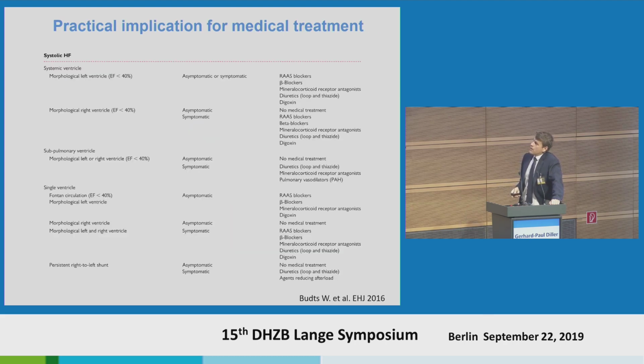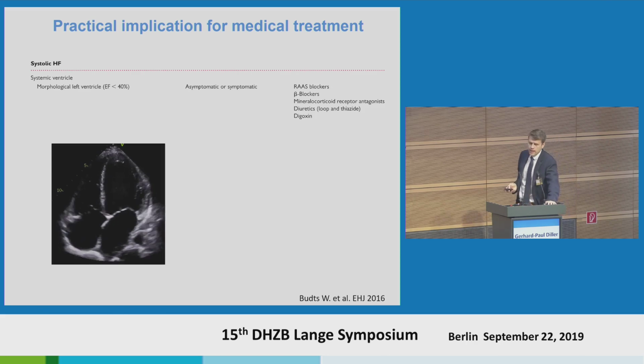So, it's of course of little help for everybody in the room just to say we have no evidence and we just don't know what to do. There is, however, some guidance on how to treat these patients, and I think a good starting point is the recommendation paper that Werner Budts published in the European Heart Journal a couple of years ago, where they actually provide some recommendations on how to treat patients with congenital heart disease and heart failure with medical therapy. And if you go through this recommendation, I think it's quite helpful.